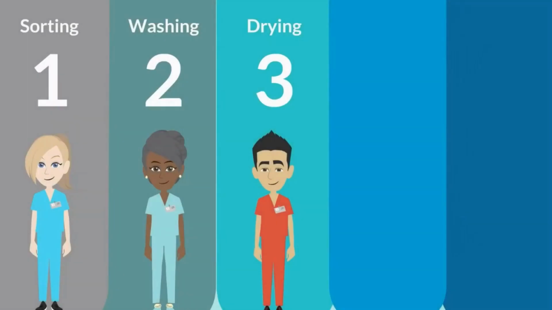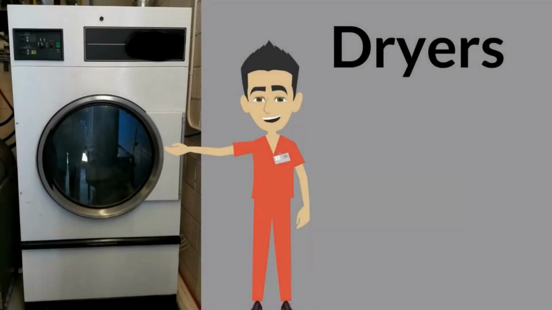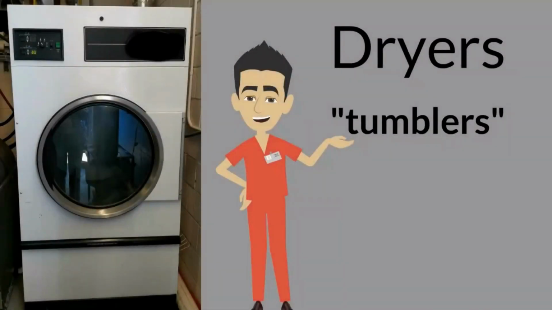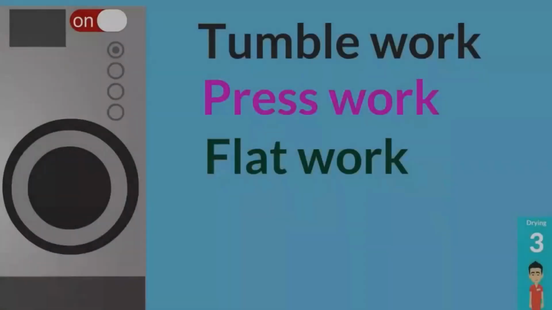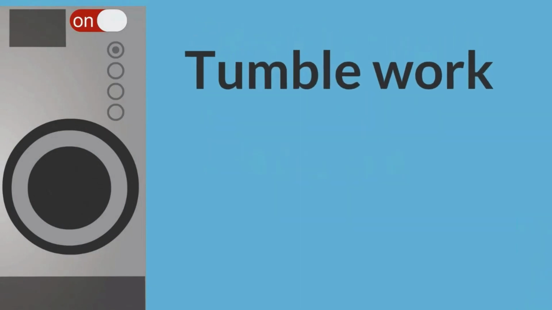The next step is drying. Dryers vary in size and can be heated by gas, steam, or electric. Large dryers are often referred to as tumblers. The drying process for linen may be done either during tumble work, press work, or flat work processing.